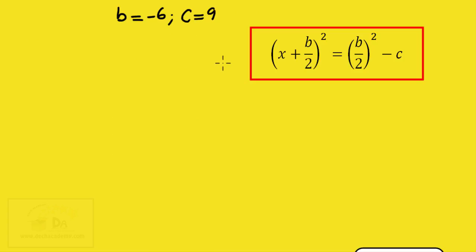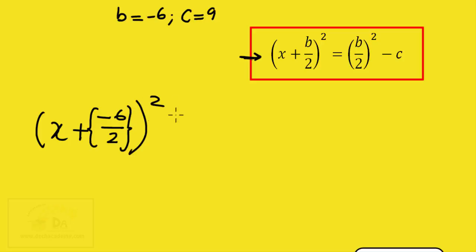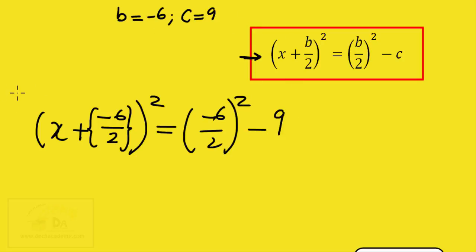So to determine the solution values of x, simply write the equation in this form. We know what b is, we know what c is, so we just write x plus b over 2. It's minus 6 over 2. So let me just put this in a special bracket. Everything squared is equal to b over 2 squared, minus 6 over 2, everything squared, minus 9, because c is 9. And all we have to do is simplify this.